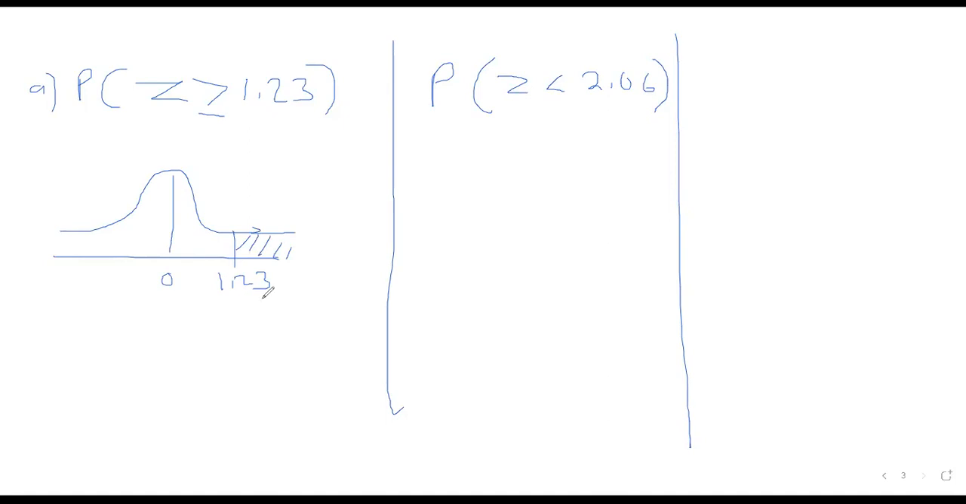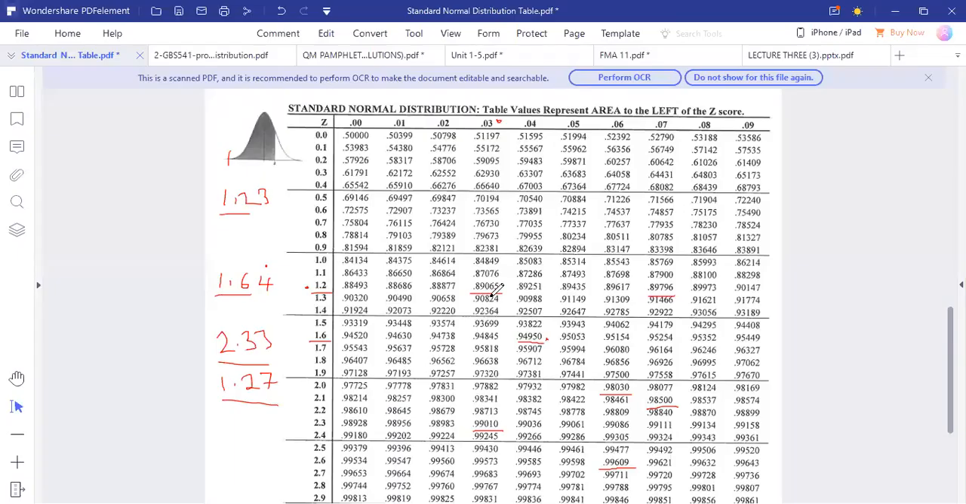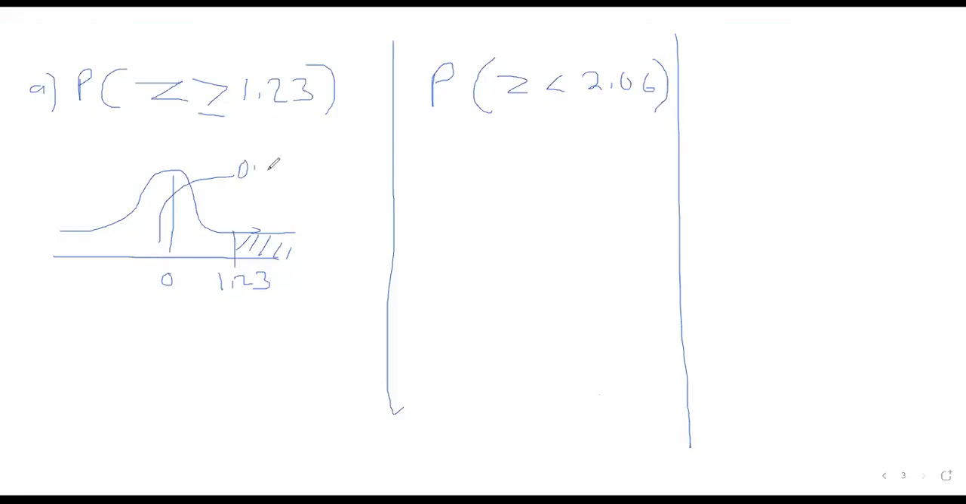When you read 1.23 from our tables, what was the reading? Let's go to our tables. For 1.23, we check in the table, 1.23 is 0.89065. That is the reading. So this means that from here to here is 0.89065. We know that the area under the whole graph is 1.